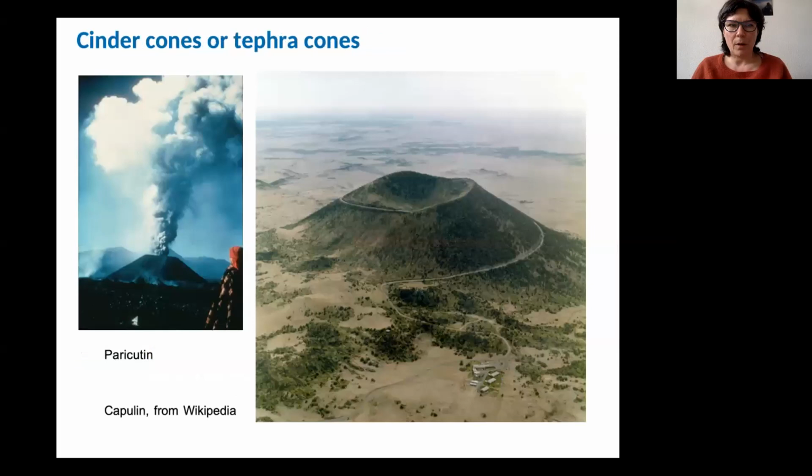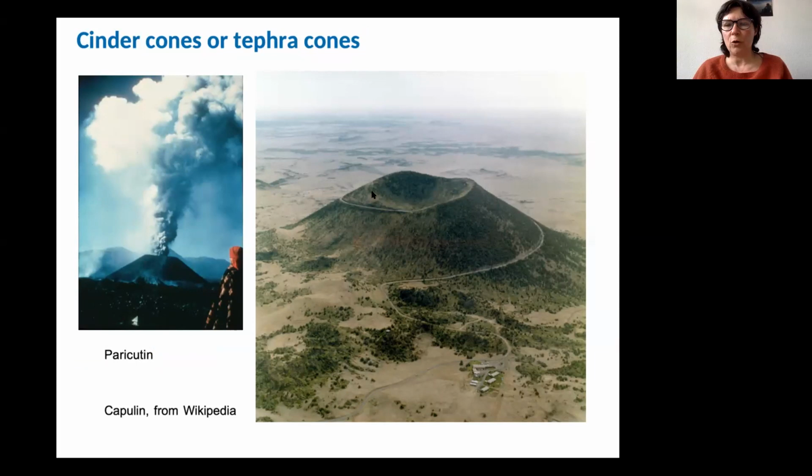Okay, so this cinder cone that you see here is basically what is left after one of the eruptions that I showed you before, and then you wait many years until the vegetation starts to grow again. And then you basically see in the field this kind of structure.